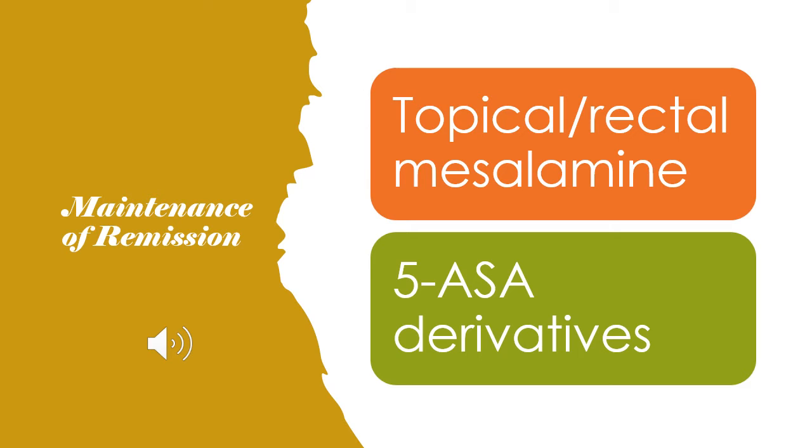So we hope that after a period of starting medications, the ones I listed on the slide before, we can either alter the dose a little bit, maybe take away 1 or 2 of the medications, and keep them in what we call maintenance of remission. Again, not cure, but just maintenance of disease. And that would be with topical and rectal mesalamine, again, depending on disease location, as well as the 5-ASA derivatives. And we'll go through those now.